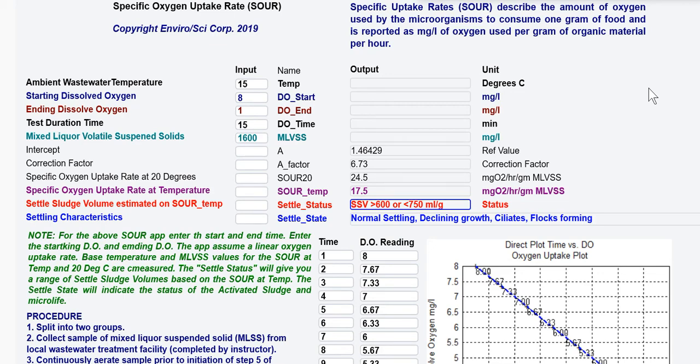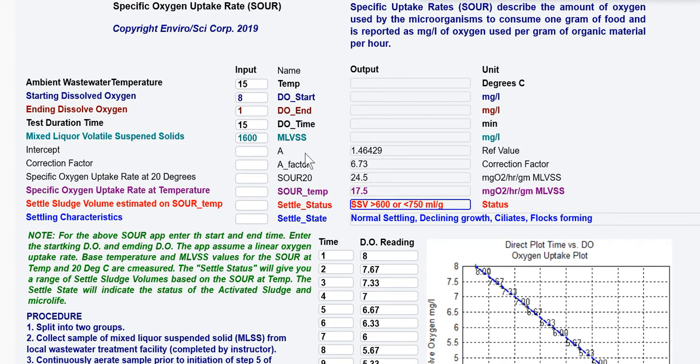Oxygen uptake rate is the amount of oxygen used or consumed for 1 gram of food. The food is measured as volatile mixed liquor suspended solids. You'll see that you have the ambient temperature of the wastewater. You have the starting dissolved oxygen of your test, which is in a Winkler bottle. You have the ending dissolved oxygen value. You have the duration of the test. And you have the mixed liquor volatile suspended solids.